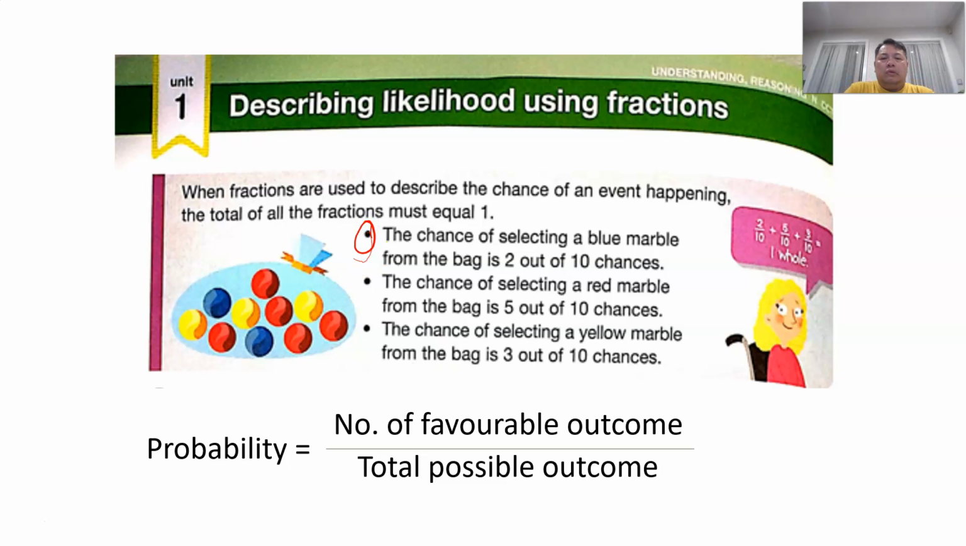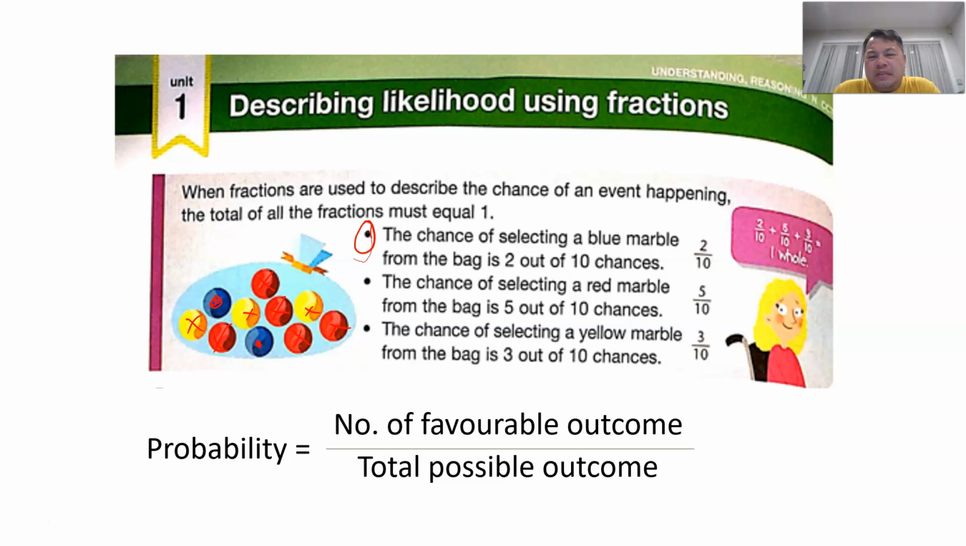you're talking about 2 out of 10 chance to get blue. How did we get the 2? Can you see the 2 blue marbles here? 1, 2. So that's how we get 2 out of 10 chance. What about the red one? How many reds do we have? We have 1, 2, 3, 4, 5. That's why you get 5 out of 10. 10 is the total possible outcome, remember? And then for yellow it is 3 out of 10. Yep, 1, 2, 3. That's how we get 3 out of 10.